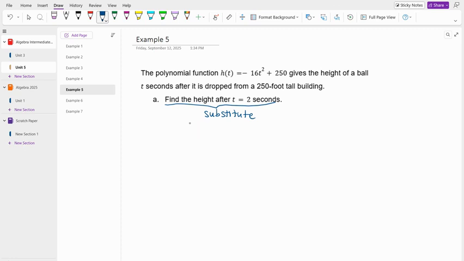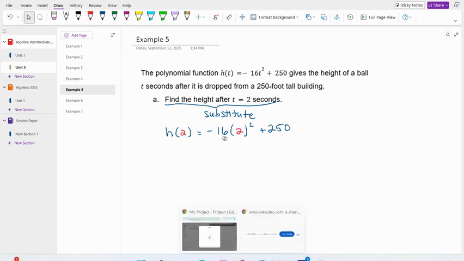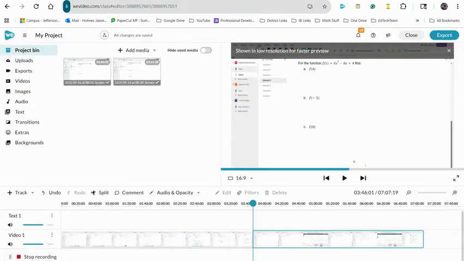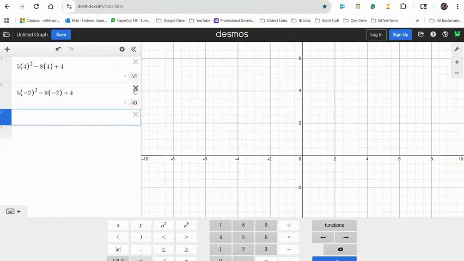Okay. So we have h of t, and we're going to, again, take that t out: negative 16 t squared plus 250. And what we're going to substitute in is t equals 2. We'll go right over to our Desmos.